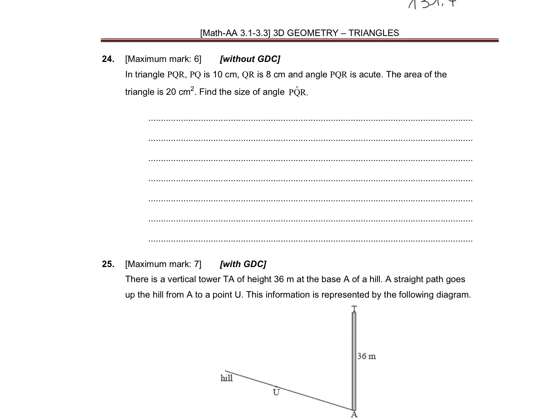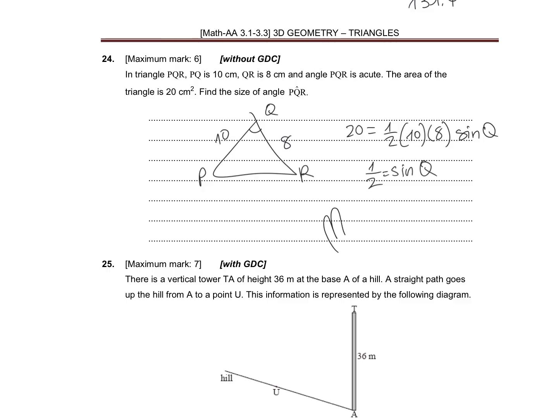degrees. Okay, in triangle PQR, so if we draw PQR, we've got PQ's 10, QR's 8, PQR's acute, the area is 20. So we have 20 equals 1/2 AB sine C. So that's 540. So this ends up being 1/2. 20/40 equals sine Q. So when is sine 1/2? We can make sine 1/2 at 30. So that is the answer, because they say it's acute.